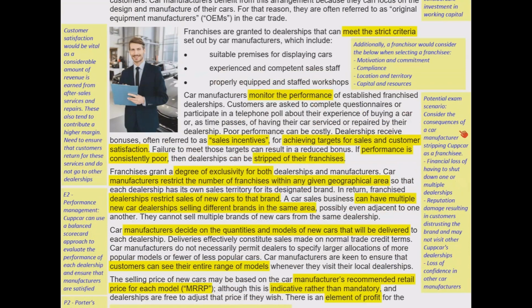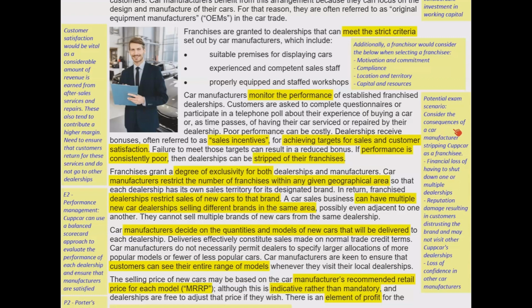Now, we've just pointed out here, as I mentioned before, a few thoughts to have a look at. What could happen if the car manufacturer isn't happy and withdraws its franchise from Cuppcar? What if 10 of the 214 dealerships Cuppcar has are all, for example, Volvo dealerships, and Volvo decided to withdraw the franchise agreement? That would be 10 locations with staff in them that now are not able to sell those cars.